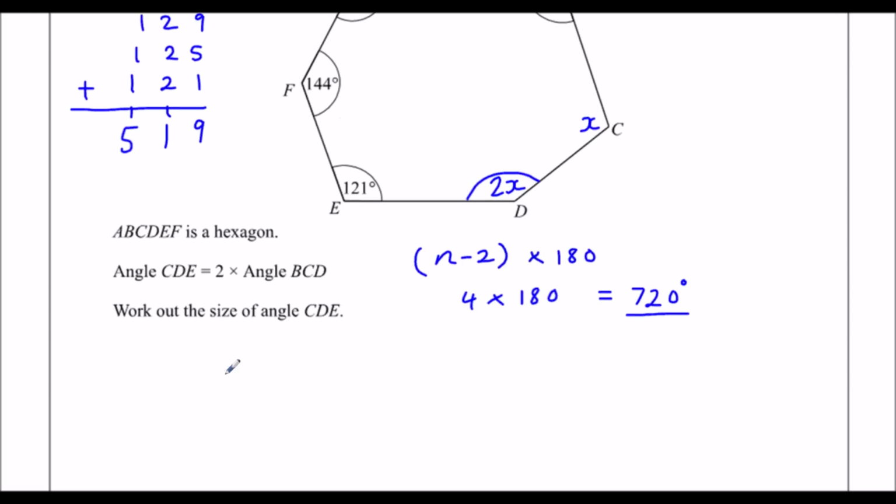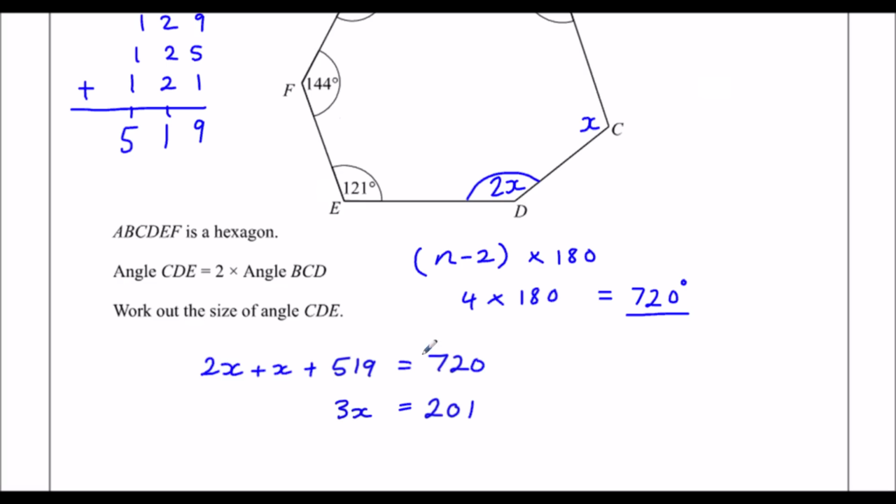So 2x plus x plus our 519 has to equal 720. So let's take 519 away from both sides. So 2x plus x is 3x. 720 take away 519. So take away 500 will give us 220. Take away 19, 201.